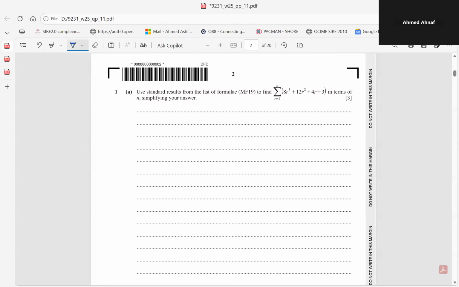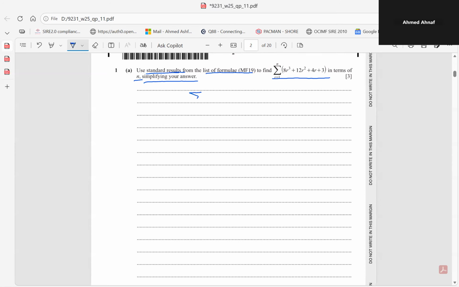Okay, so for the first part, we're told to use standard results from our MF19 to find this summation in terms of n, simplifying your answer. By simplifying your answer, they mean that you basically have to expand it out fully. So let's start out by copying down our summation.